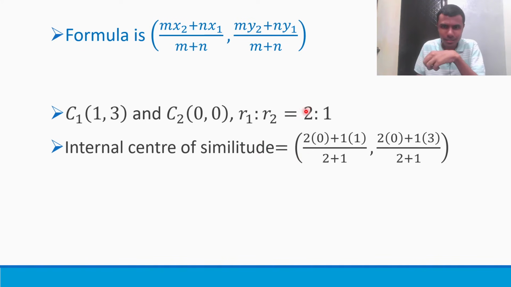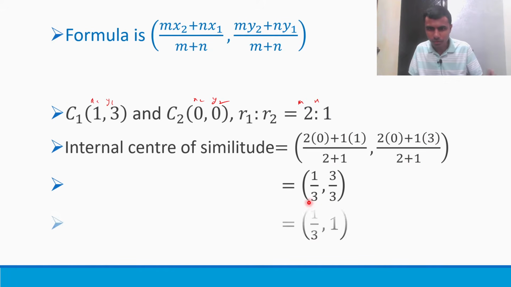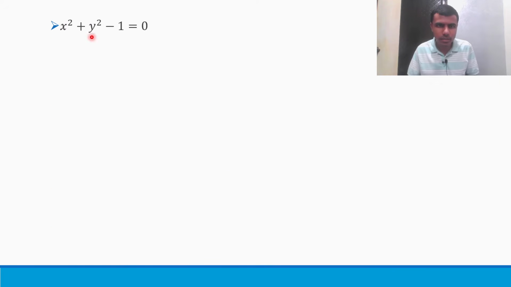So internal center of similitude. This is m, this is n. Same process. This is x1, y1, x2, y2. Previously there was minus here and now it's plus. So 1 by 3 comma 3 by 3, so 1 by 3 comma 1, that's it. This is my internal center of similitude. Again guys, my circle is this, but this time my point is 1 by 3 comma 1.